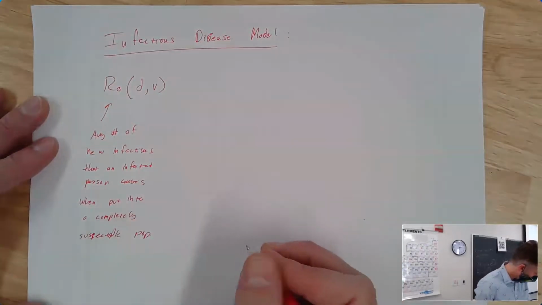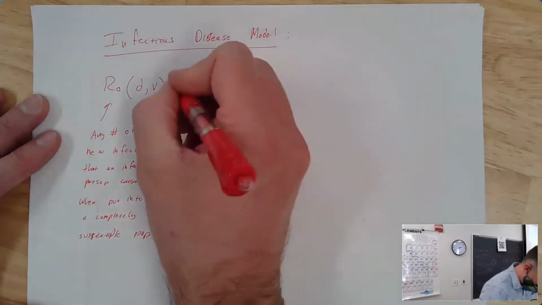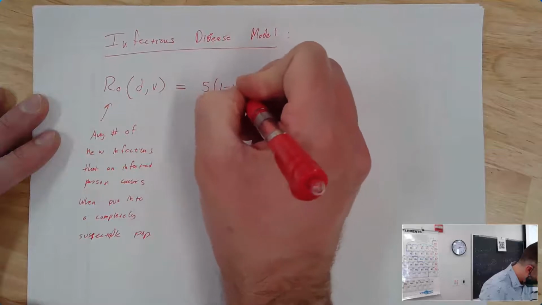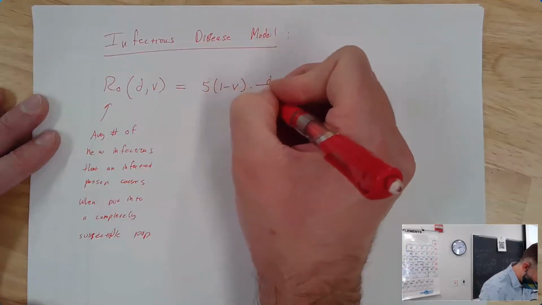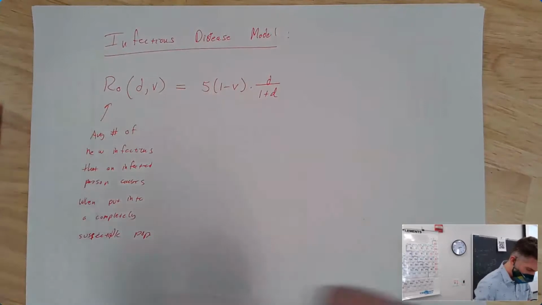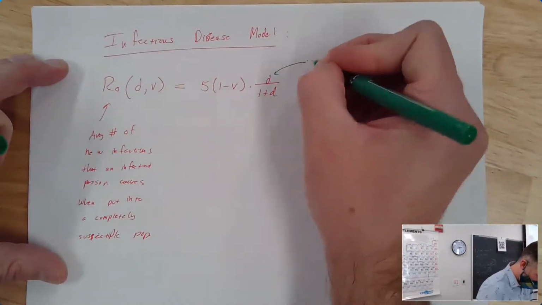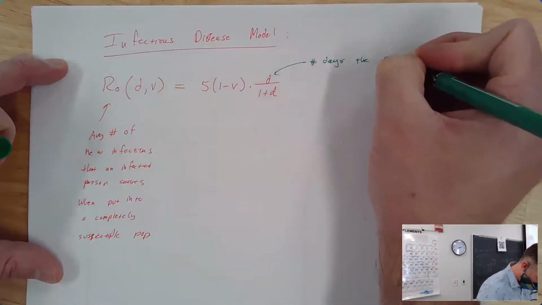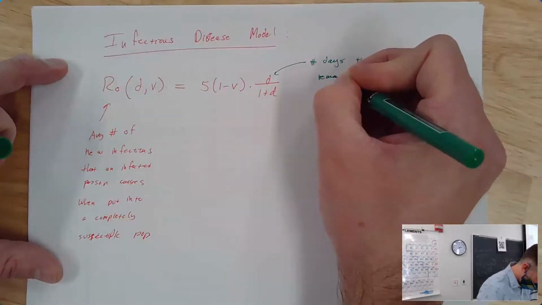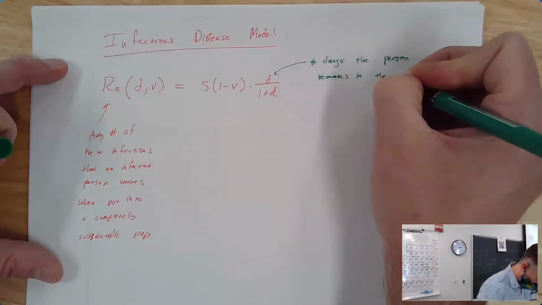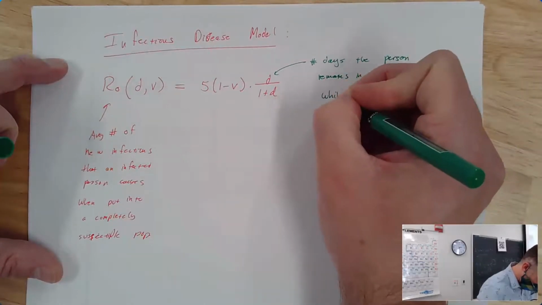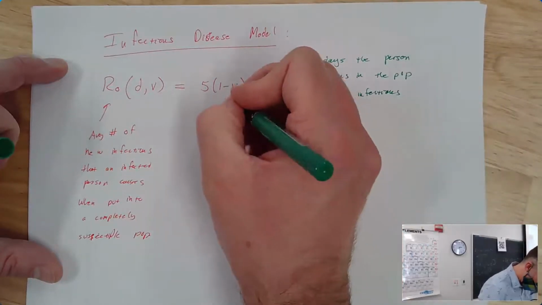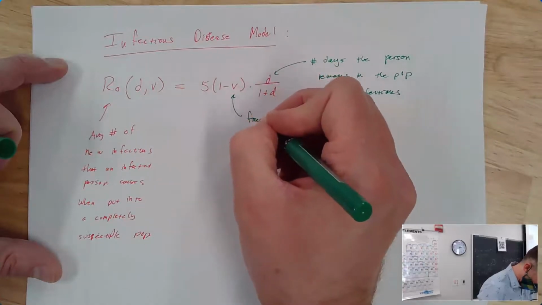Okay. And then it's going to equal 5 times (1 minus V) times D over (1 plus D), where D is the number of days the person remains in the population while infectious, and V is the fraction of the population that's vaccinated.